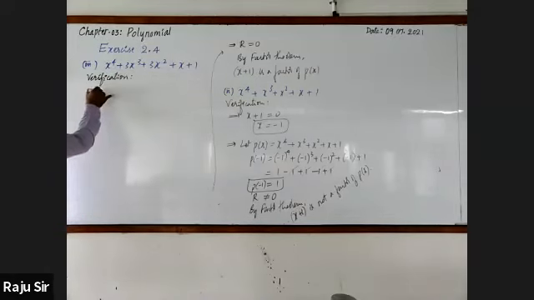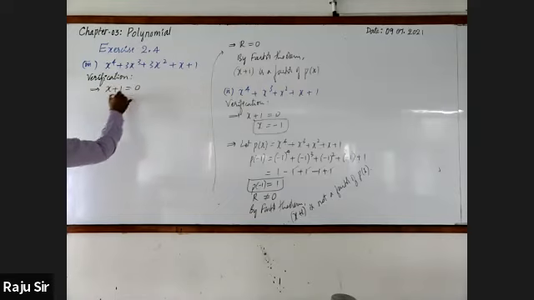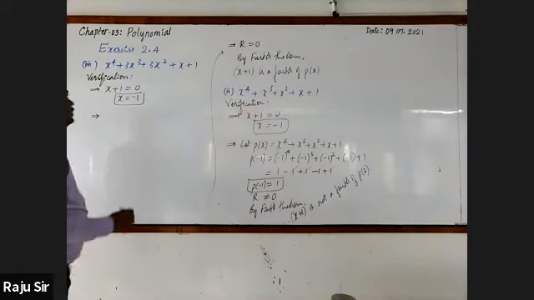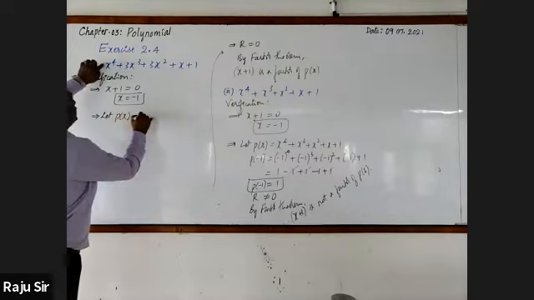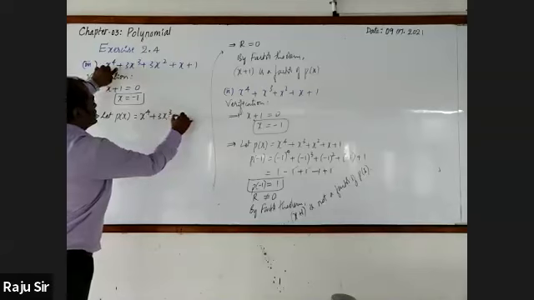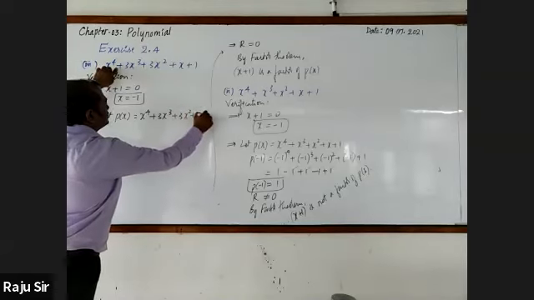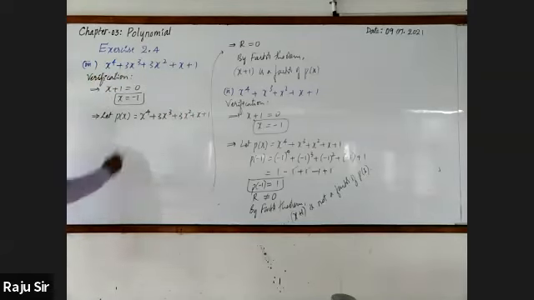Write the given factor. It is x plus 1. Equate that to 0 and find x. X is minus 1. Write the given polynomial as p of x. It is x raised to the power 4 plus 3x cube plus 3x square plus x plus 1. Substitute minus 1 in place of x.